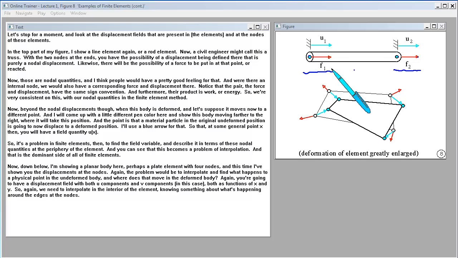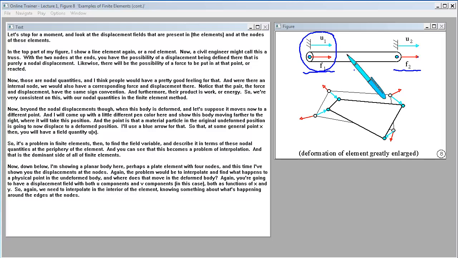And were there an internal node, we would also have a corresponding force and displacement there. Notice that the pair, the force and displacement, have the same sign convention, and furthermore, their product is work or energy. So we're very consistent on this with our nodal quantities in the finite element method.